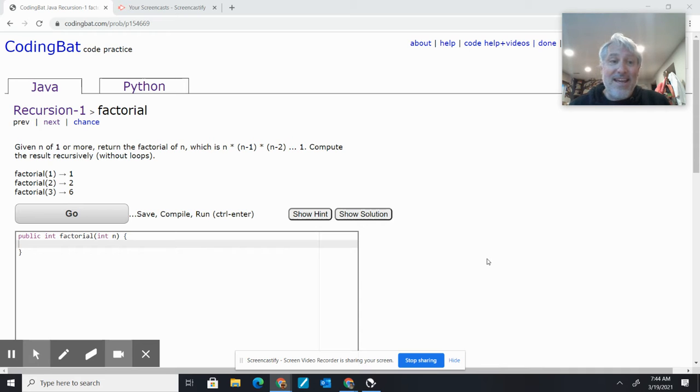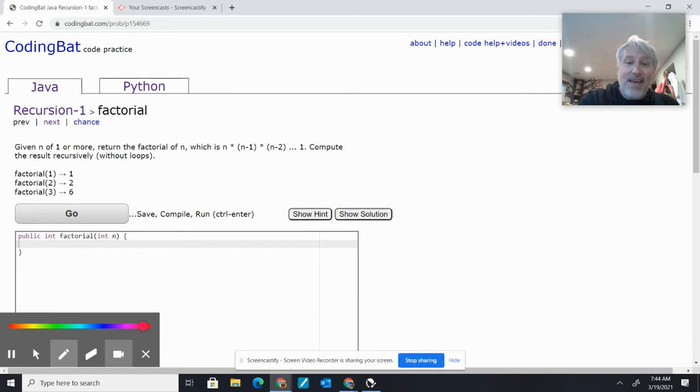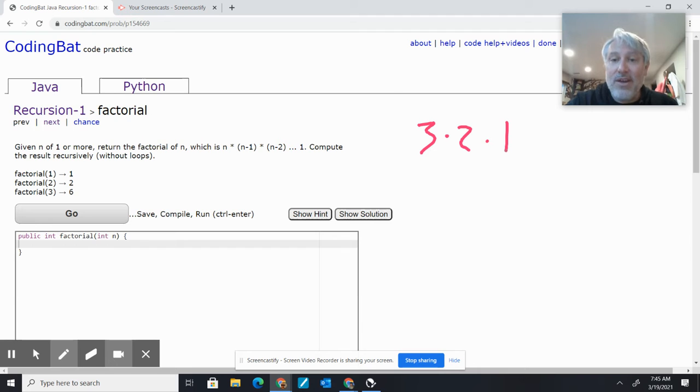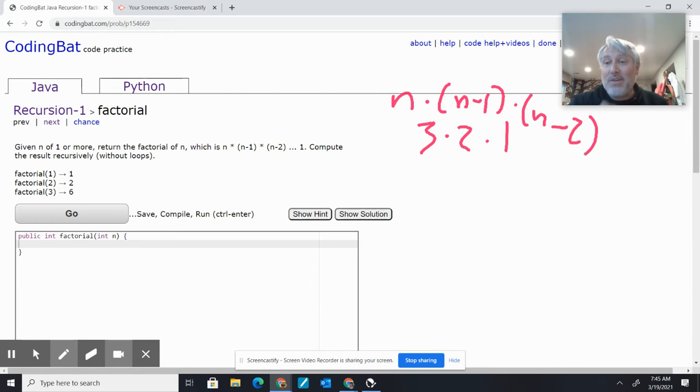Okay, so the idea here is, if I were to write this out, let's say n is 3, that's an easy one. So I go 3 times 2 times 1. So I'd have to go n times n minus 1 times n minus 2. And then I'd have to figure out how many n's I have, and the number of n's would tell me how many times to subtract, and then it gets really confusing.